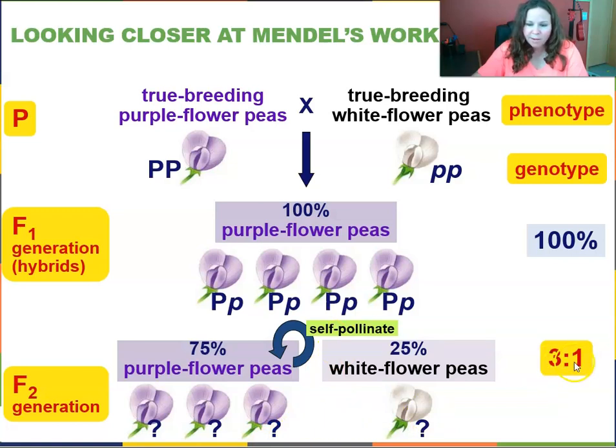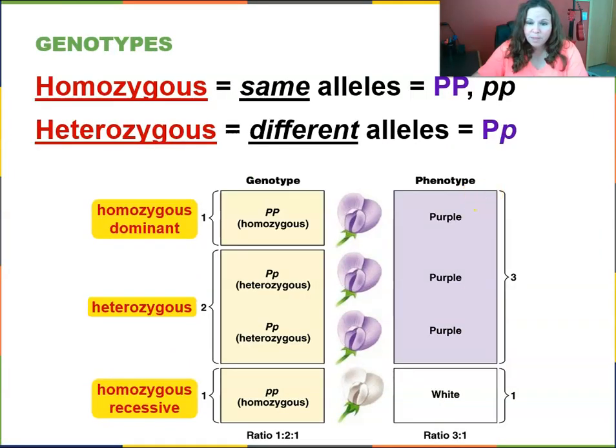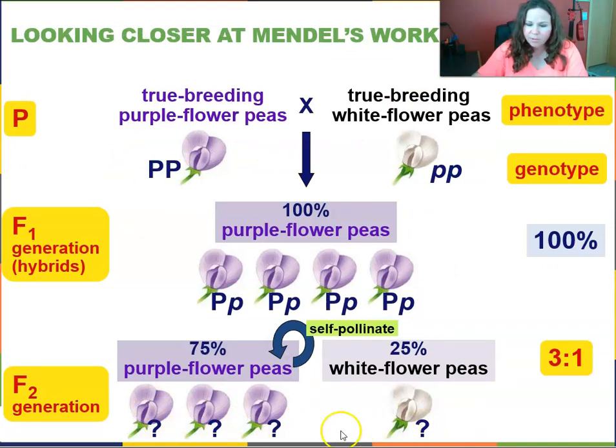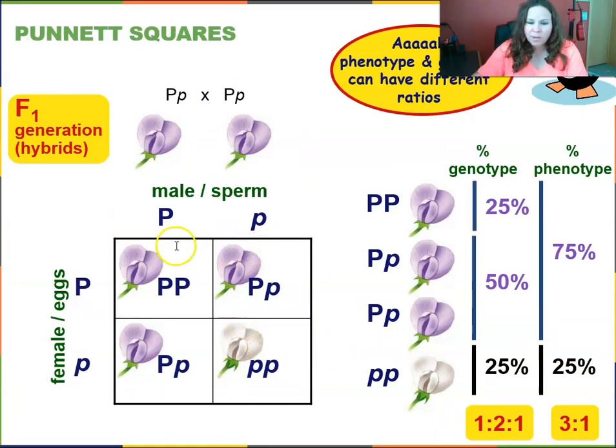We know we have a 3:1 phenotypic ratio, but the genotypic ratio could be different as well. So this is where we use Punnett squares to help tell us what these numbers, what these percentages or fractions should be. A Punnett square can help us track a trait. On one side would be the male sperm genotype for that trait that we're tracking, and then the other one, the female or eggs, what genotype they provide.